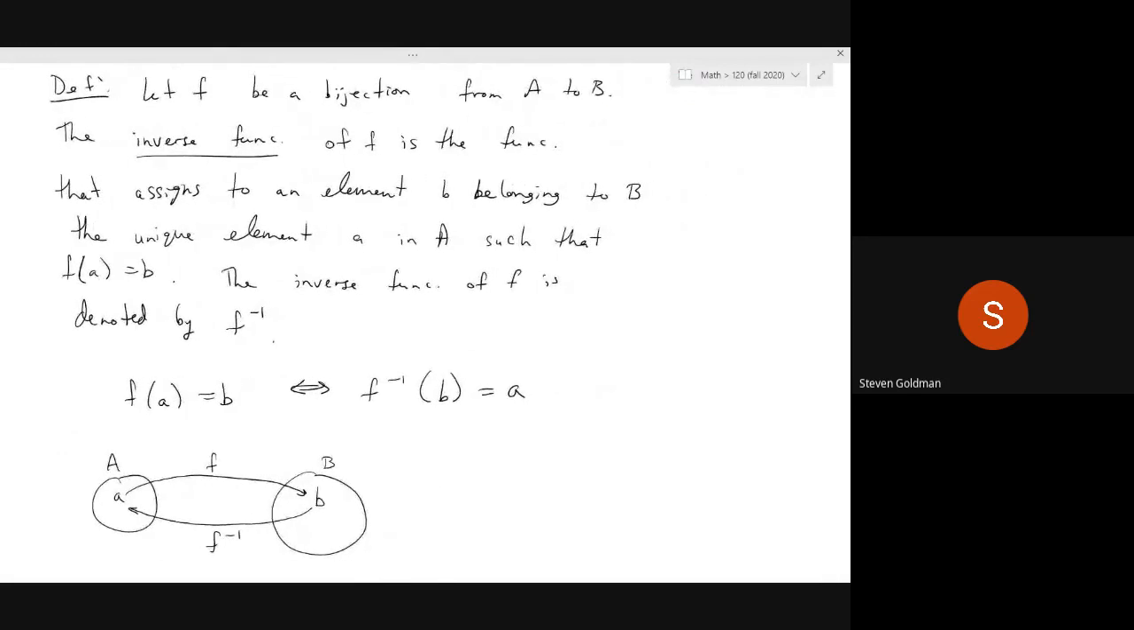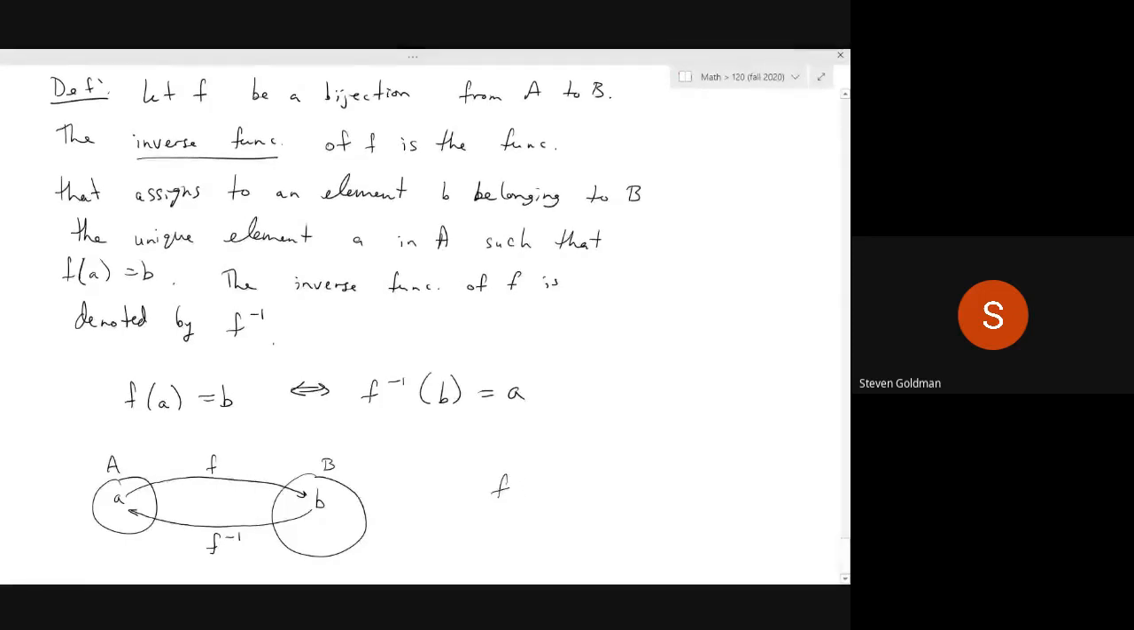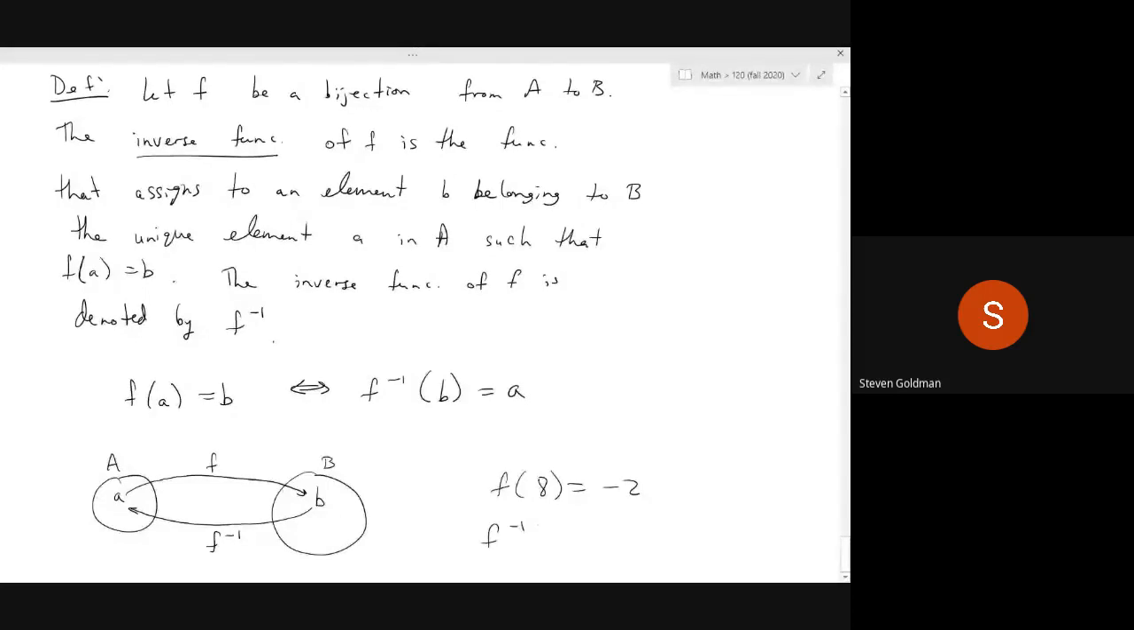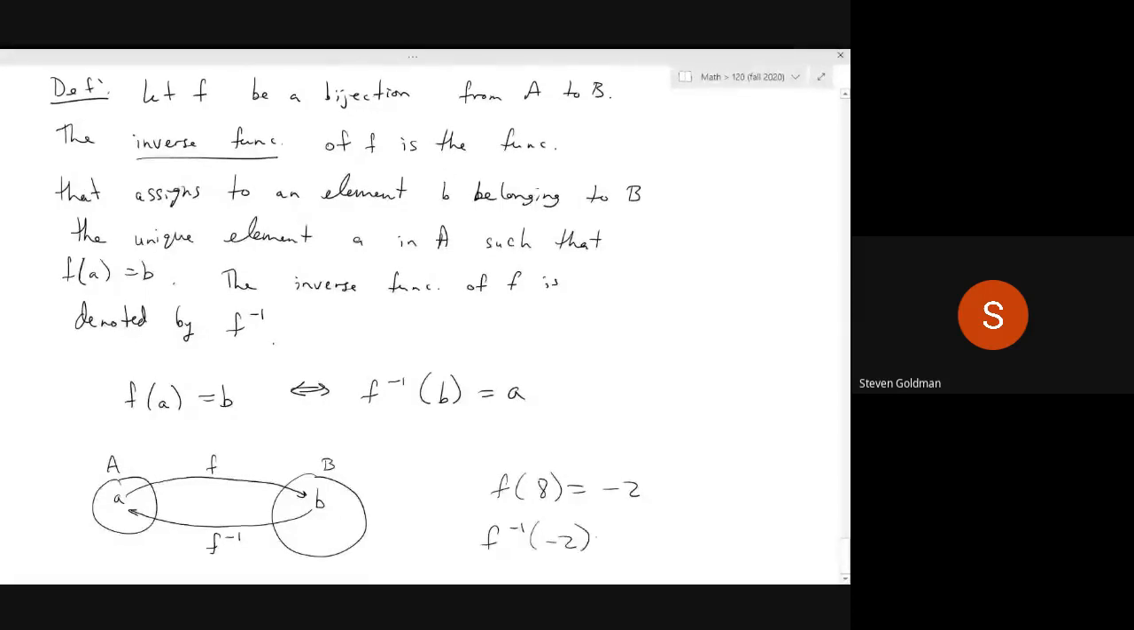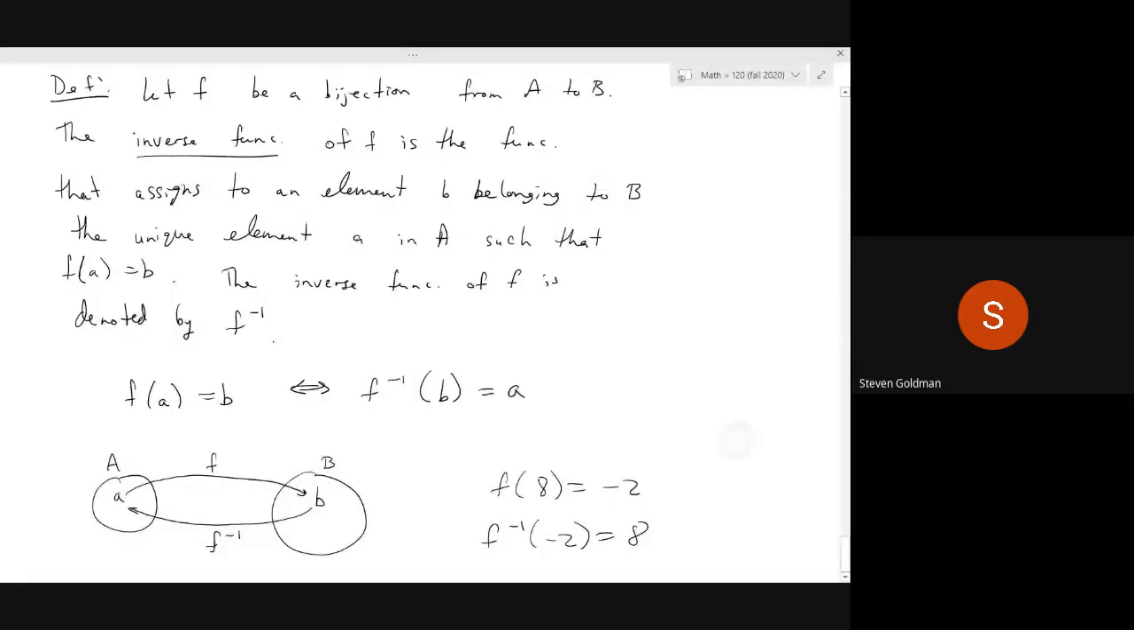Okay. All right. So for example, let's say I have some function f, and I know f of 8 equals -2. Then if it has an inverse function, then f inverse of -2 will equal 8. Right?